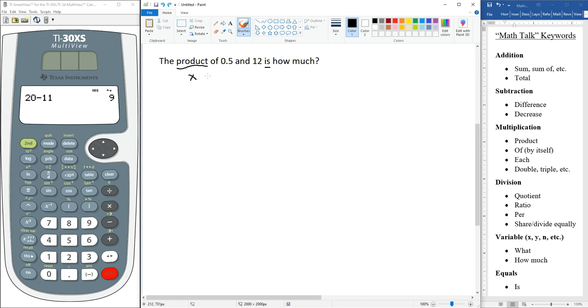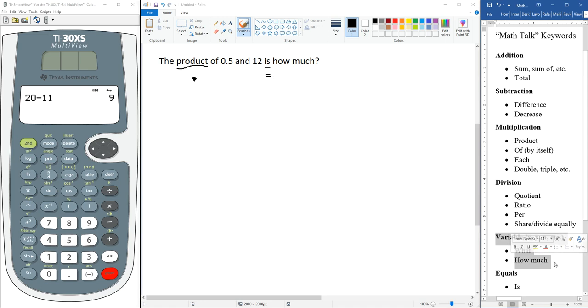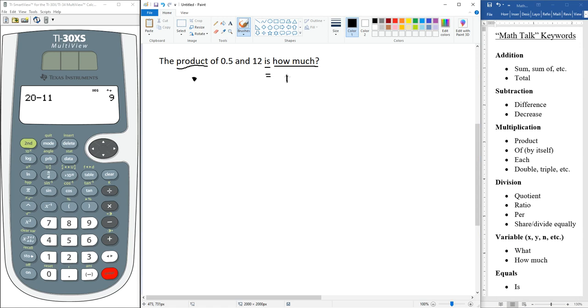Okay, so let's use our dot as our multiplication sign. Great, it's a pretty bad looking dot, but we'll go with it. Okay, so is for equals. And how much? Now, what's that mean? Yep, variable. Okay, and let's use n this time for our variable. So how much? It's variable and it equals n.